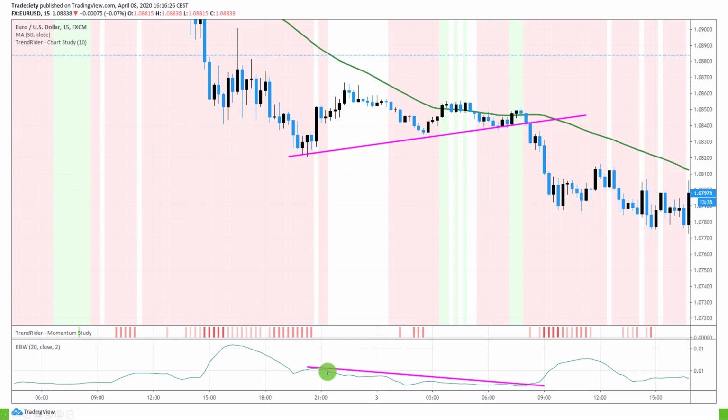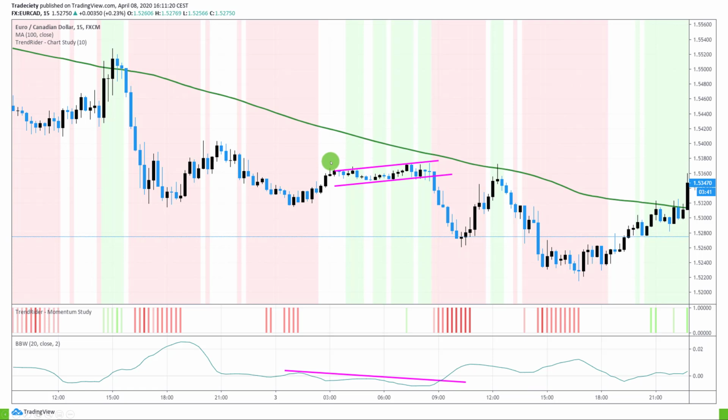At the same time, the Bollinger Band width line is low. It is flat here in the later part, so for a long period of time, it is very flat. Then you wait for all the things to happen together. You have a breakout below the lows. You have a move away from the moving average. You have the trend rider giving you the red light in this example, and also a breakout of the Bollinger Band width line. Here, a very similar example.